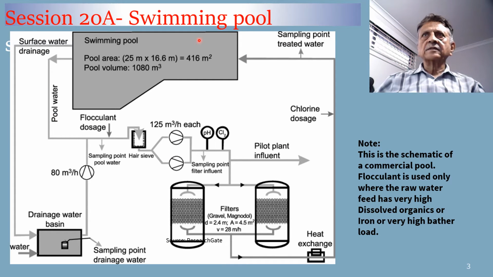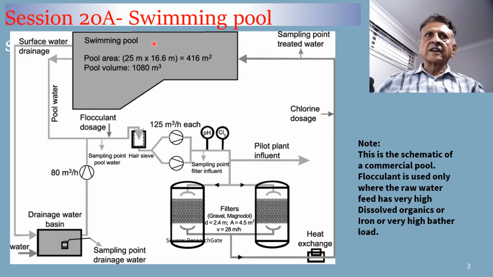This slide represents a schematic diagram of a commercial pool. If you notice, the water has got 1 megaliter of water volume, which is the normal standard pool of 25 meters. There are other commercial pools and community pools which are 50 meters long, which will have, of course, at least double the volume of 2 megaliters.